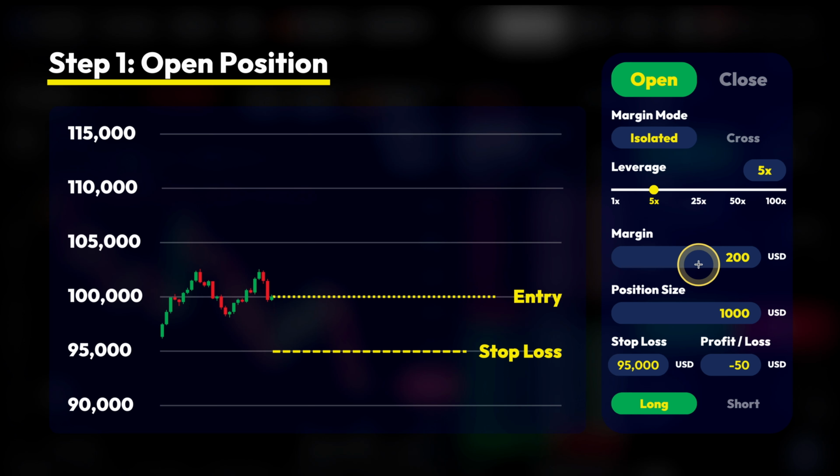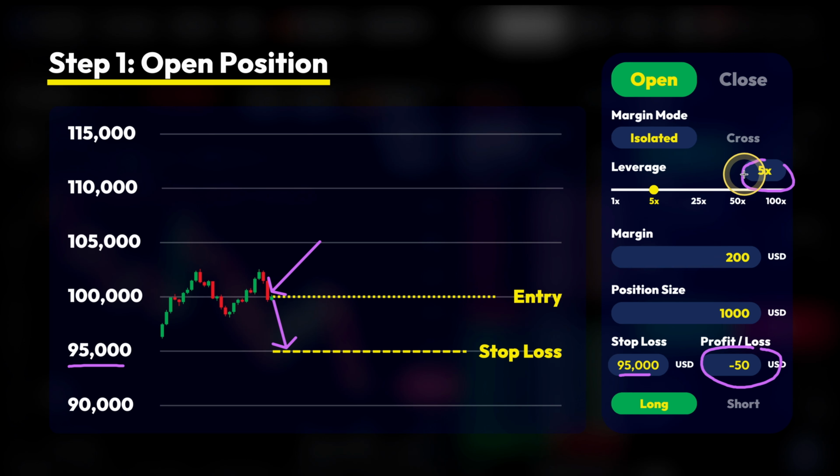So I've made this example calculation. We want to place our stop loss at a maximum loss of $50 at a current price of $100,000. This would mean, if we want to place our stop loss at a 5% drawdown, the stop loss would be at $95,000 right here, where we would make a $50 loss.